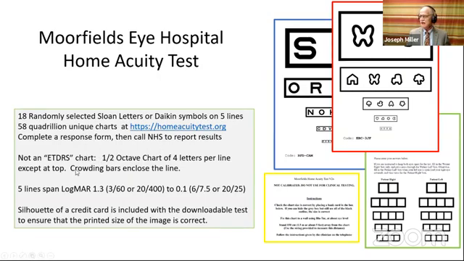It's not an ETDRS chart. The chart is a half octave, meaning every other line doubles in size. And instead of 5 letters per line, there are only 4 letters per line.